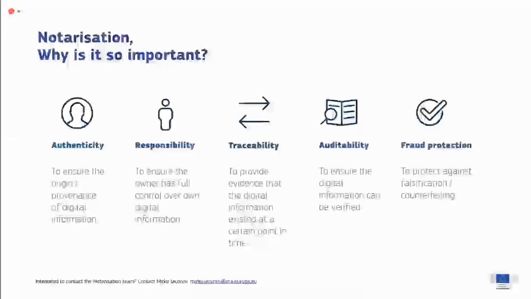So we can see in this slide several examples of good reasons why we need a system, a mechanism of assurance for digital content. We have already mentioned proving the authenticity and the origin of some information, but also we may want to ensure that an owner of a piece of information has full control over it, so attribute responsibility. Traceability is another key issue. So we may want to guarantee that some information existed at a certain point in time, for example, before a given deadline or after a given event. Auditability is an important concept. This means to ensure that digital information can be verified. And of course, there is protection against falsification and counterfeiting. Next, please.